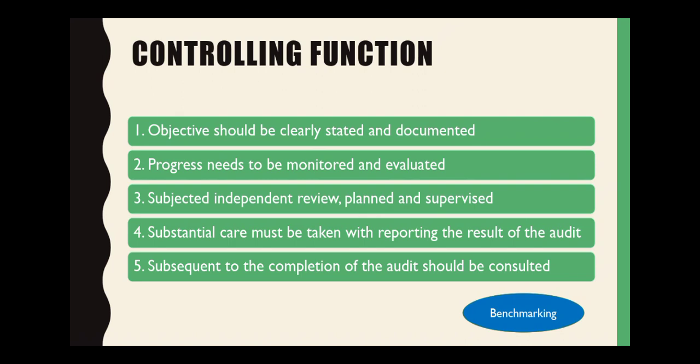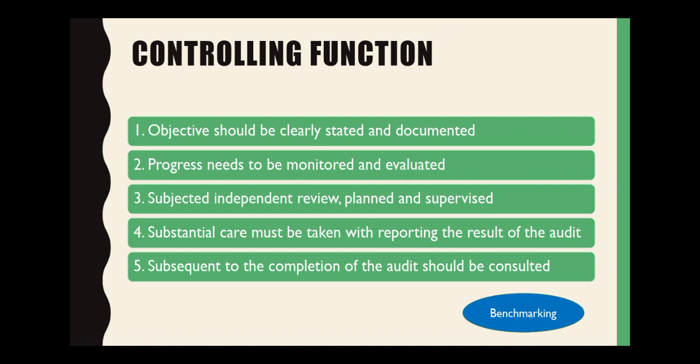Actually, the five points are regarding the process. First, number 1 is the objective should be clearly stated and documented. It means that at the planning section, at the beginning of an audit, objectives should be clearly stated and documented. Moreover, the resources required to conduct the audit should be determined.